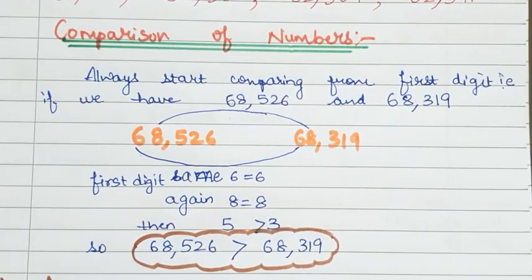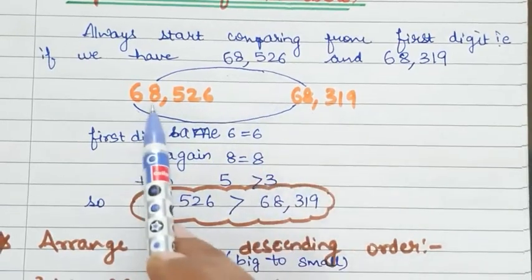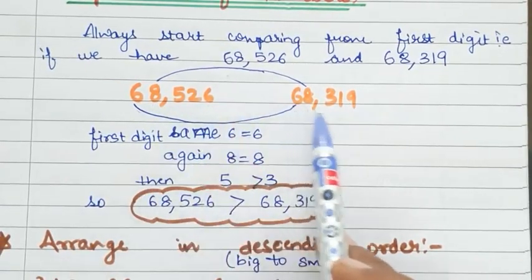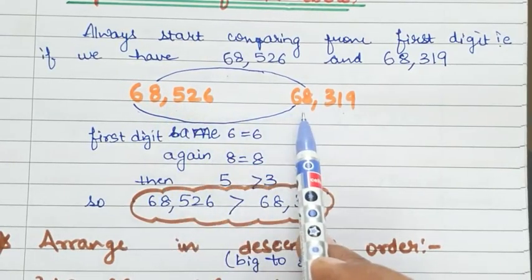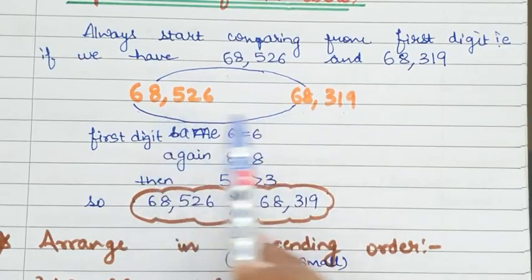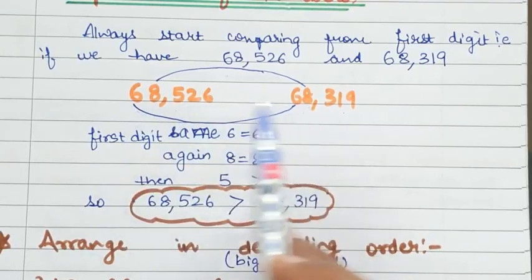Now let us discuss how we can compare numbers. First of all, children, always keep one thing in your mind. Whenever you have to compare numbers, first of all, count the number of digits. If the digits are same, like in this example, there are 5 digits, there are also 5 digits, so we have to compare these two numbers digit by digit.